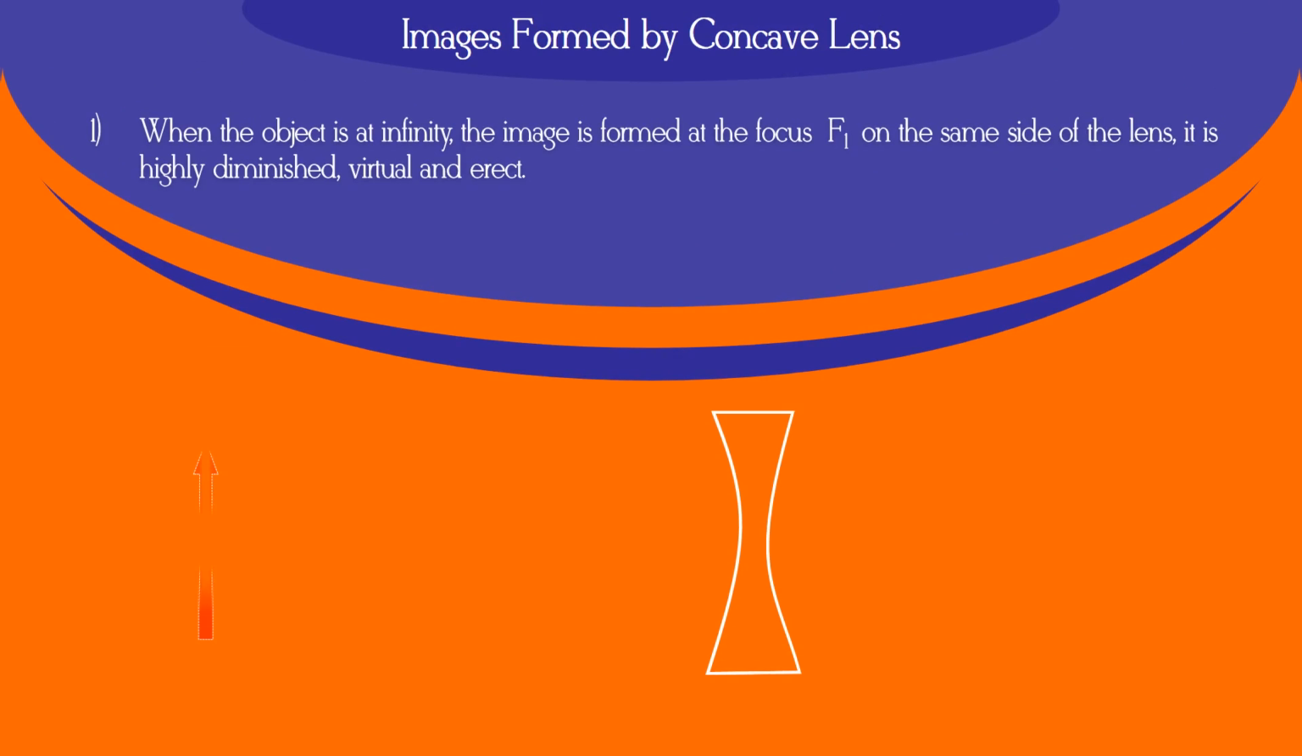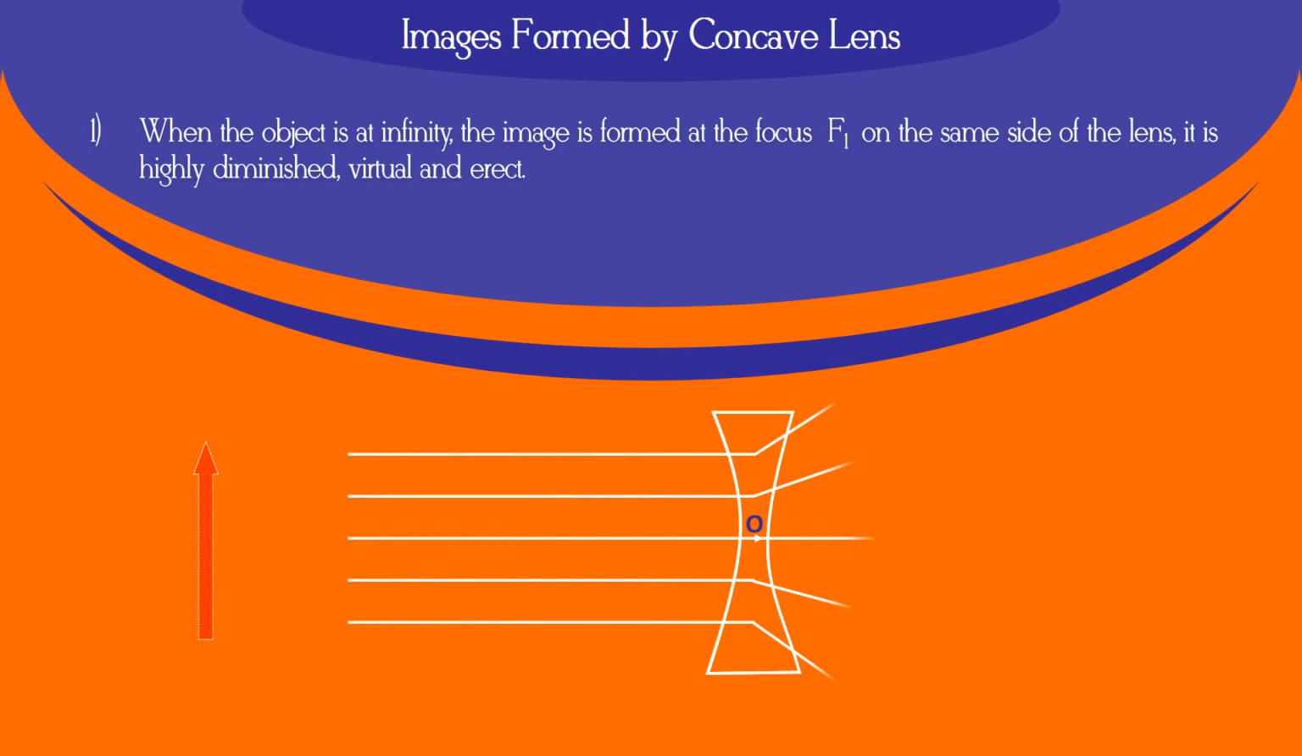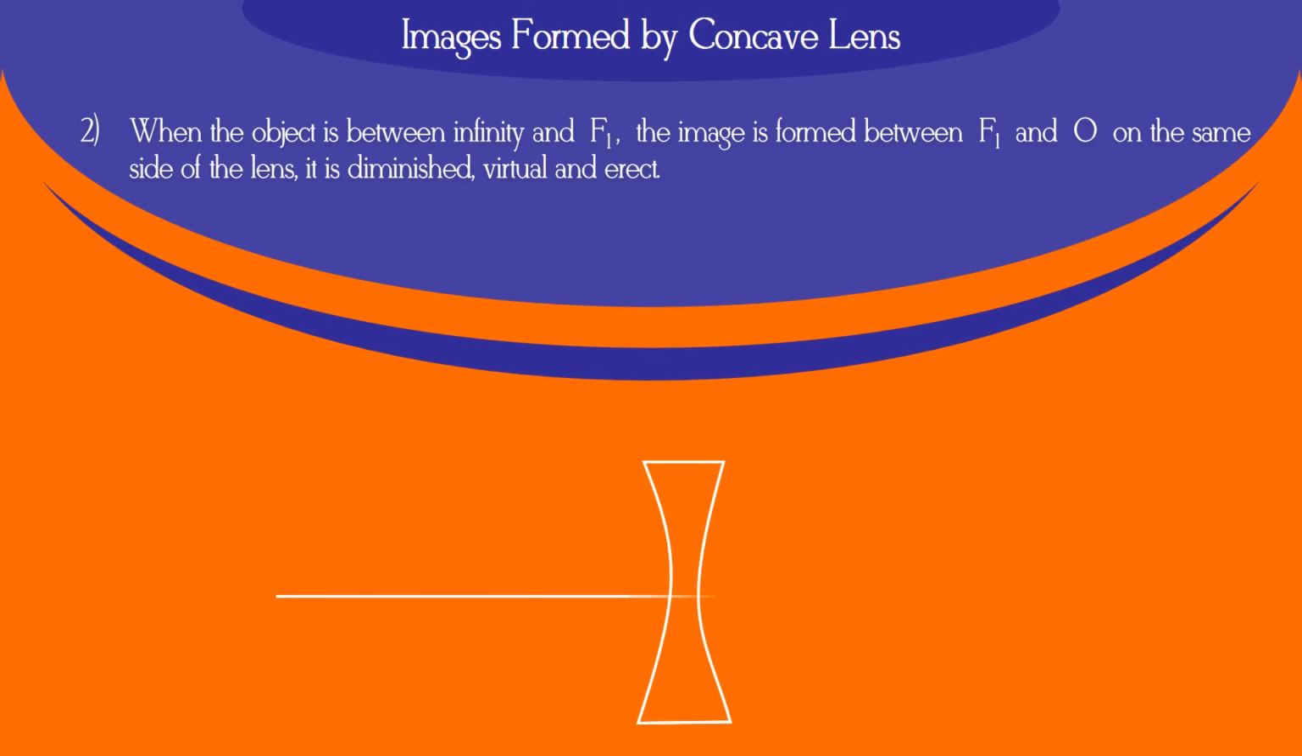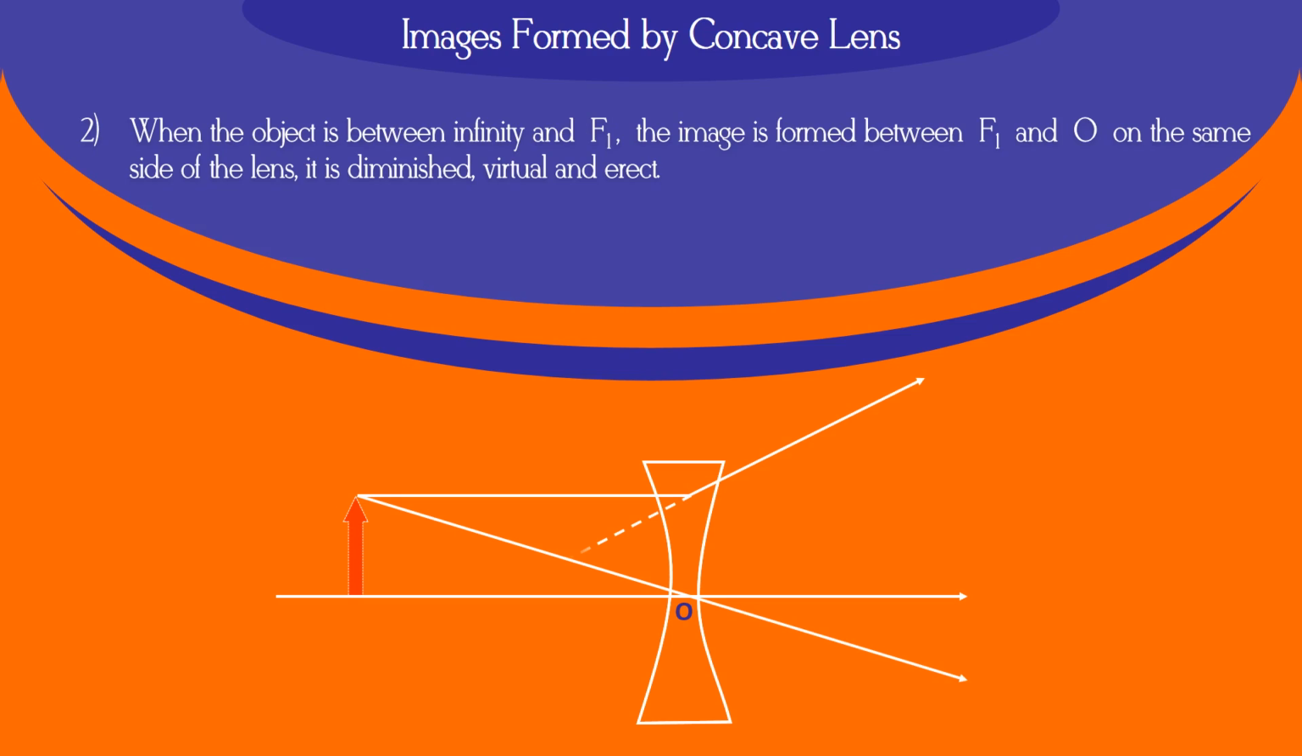Image formation by a concave lens. First one, when the object is at infinity, the image is formed at the focus f1 on the same side of the lens and it is highly diminished, virtual, and erect. Next, the second and the last one, when the object is between infinity and f1, the image is formed between f1 and O on the same side of the lens, and it is diminished, virtual and erect.